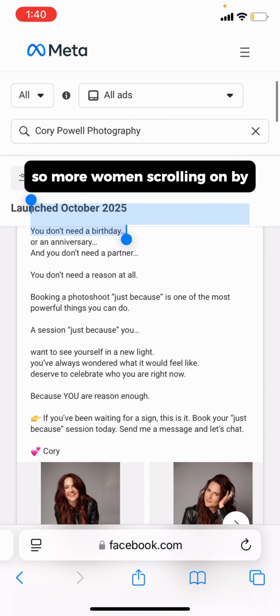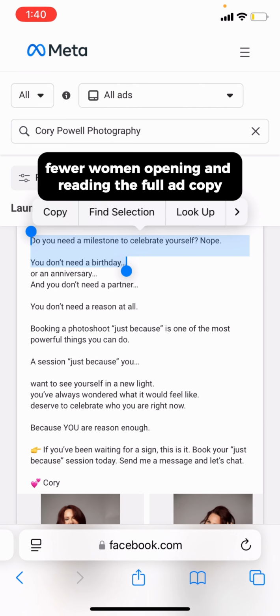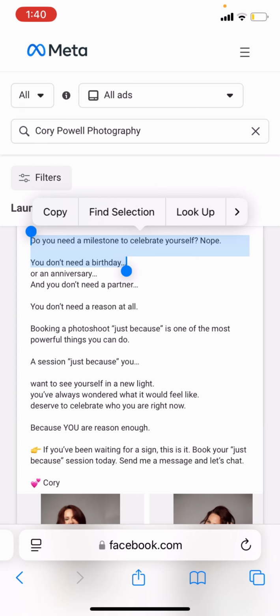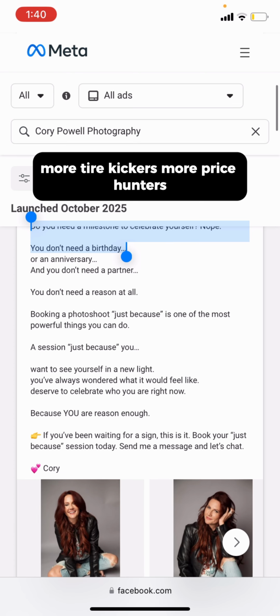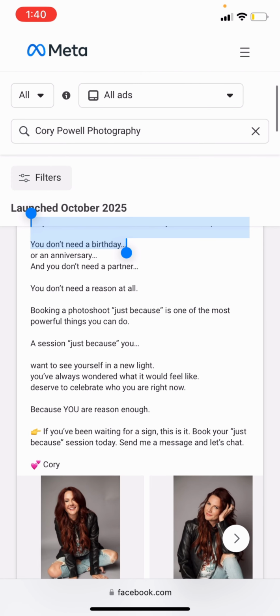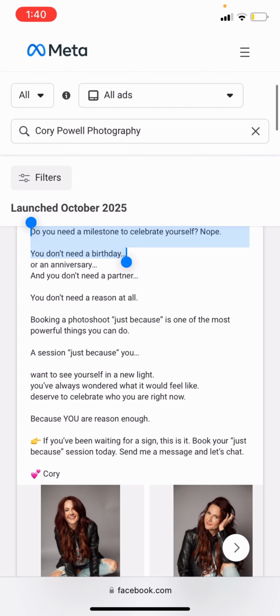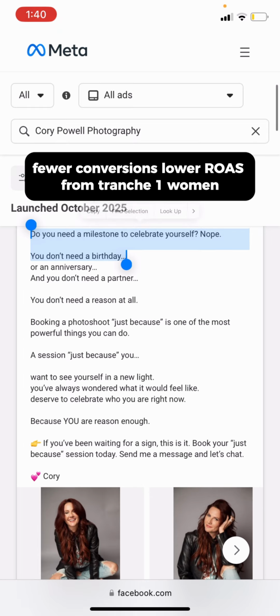So more women scrolling on by, fewer women clicking see more. Fewer women opening and reading the full ad copy, which is where we want to have our full offer, which means fewer women are getting pre-qualified. So we're having fewer qualified leads, fewer qualified appointments, more tire kickers, more price hunters, more price objections, more ghosting, resulting in lower sales, lower revenue, fewer bookings, fewer conversions, lower ROAS from tranche one women.